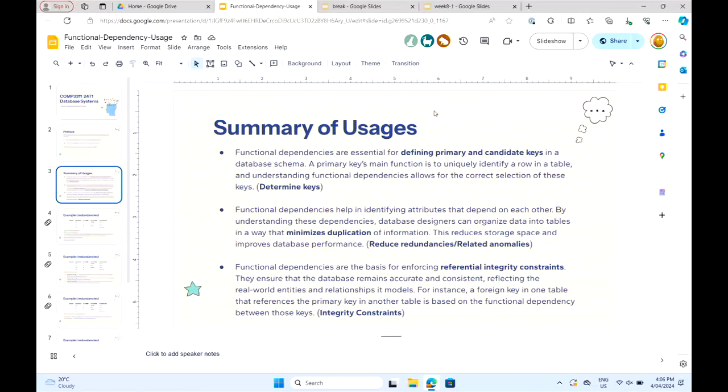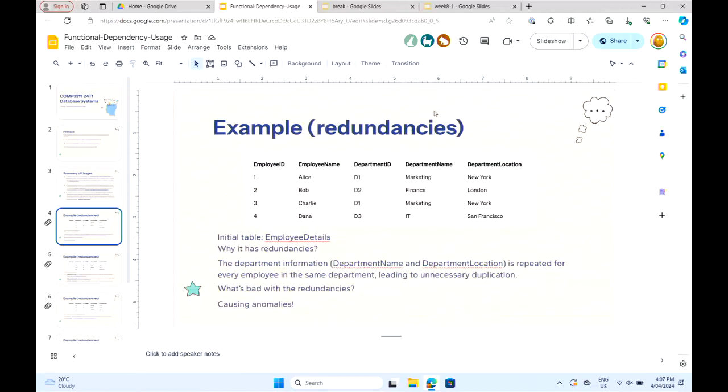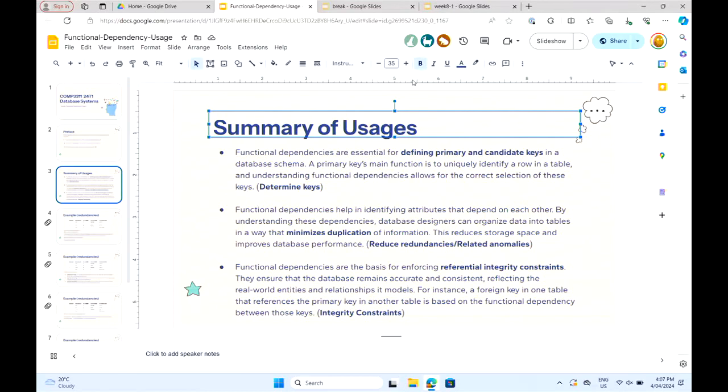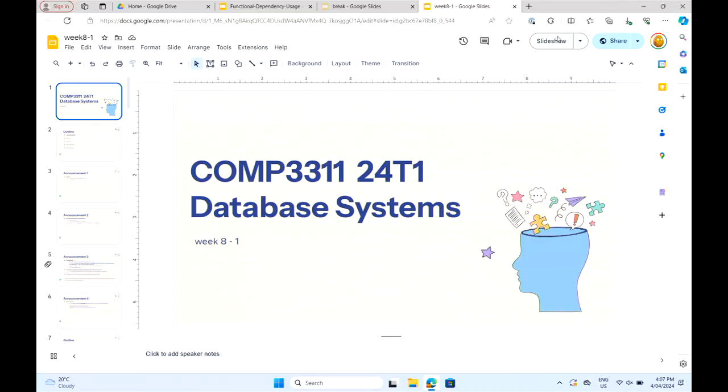And the last one is it is very useful for creating integrity constraints. This is just a quick example of how it could be used, and it's just a summary. We will be learning how to systematically use functional dependencies today. So this additional slide is like a bridge between our previous slide about functional dependencies and today's content. So let's jump into today's slide.